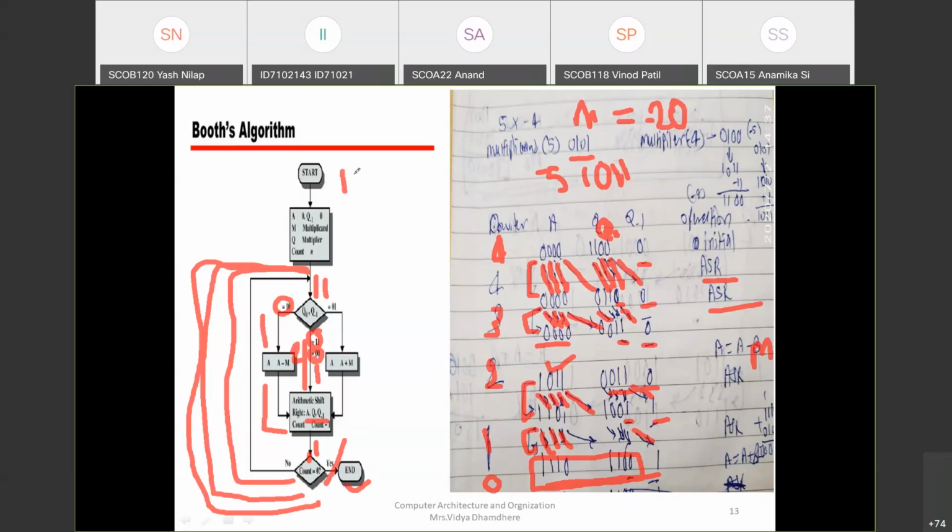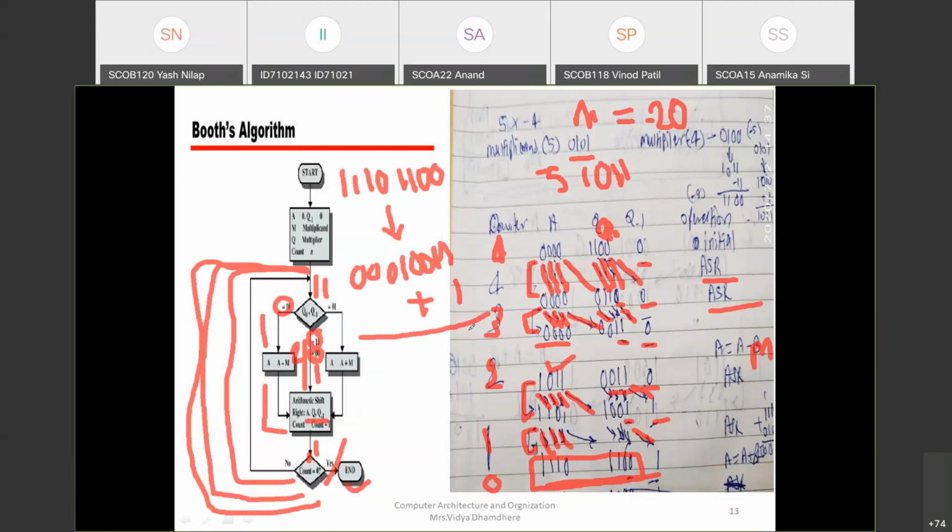So what is your answer? 1110 in the A register and 1100 in the Q register. That will be the answer. First, you have to take the ones complement of this number. So 1 is replaced by 0, and 0 is replaced by 1. That is the ones complement of the given number. Now after doing this, I need to add 1 to it, so it will give you its original form.